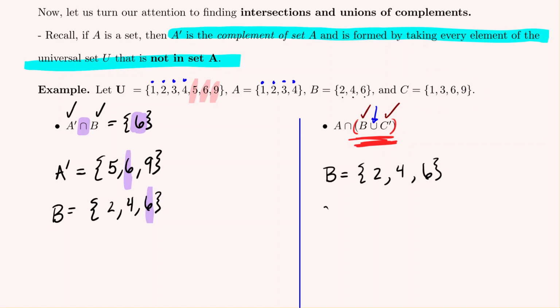So to find C complement, remember you look at everything from C and you exclude it from the original universal set. So I erase the marks that I made earlier, and I say 1 is in C, so I shouldn't include it in my C complement. 3 is in C, so I should not include it in my C complement, as is 6 and 9. So the remaining items, 2, 4, and 5, are what remain in C complement.